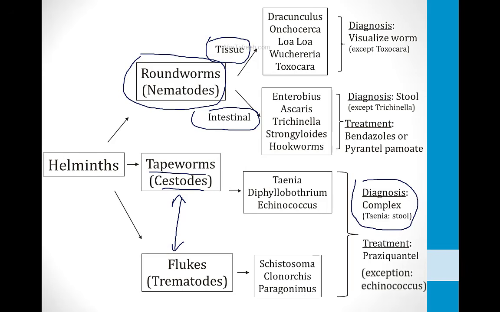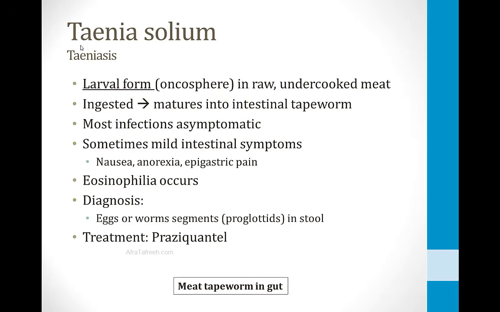Another thing that is similar among most of the tapeworms and flukes is that they can generally be treated with praziquantel. The one exception is echinococcus, which causes giant liver cysts. These have to be surgically drained and treated with albendazole. We'll talk about that in a minute. But other than that one exception, you can just think of praziquantel as the therapy for all the tapeworms and flukes. So first let's talk about Taenia solium, which causes taeniasis.